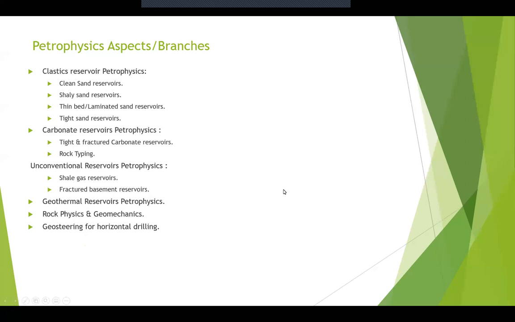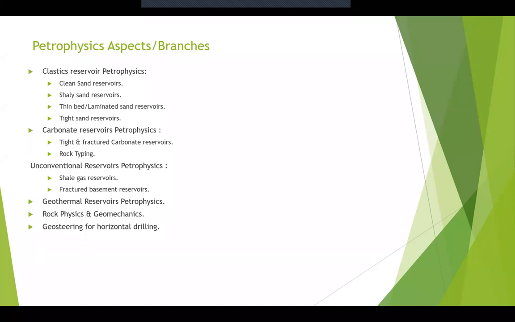Nowadays, if I come to the petrophysics aspects and branches, this is really very important, because in the old days petrophysics was considered just log analysis, which means some people interpret the logs and get the saturation, shale volume and porosity, and that is it. But nowadays the petrophysics domain is expanding. We have many different branches under petrophysics, and you need certain skills and good knowledge for each branch.